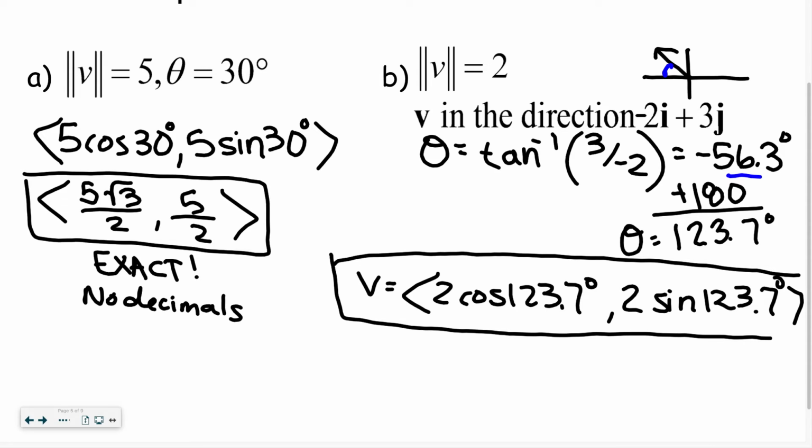I did the first one because I knew sine and cosine of 30, so we could simplify it. This one I don't know, sine and cosine of 123.7. If I want the actual decimals for my horizontal and vertical components, I can multiply that through. But I can also just leave it like this. That's fine. Okay? Okay, let's try another example. You guys are going to do the work for it.